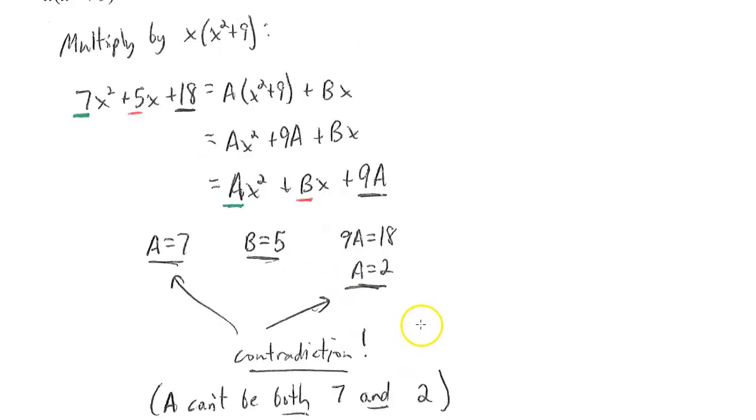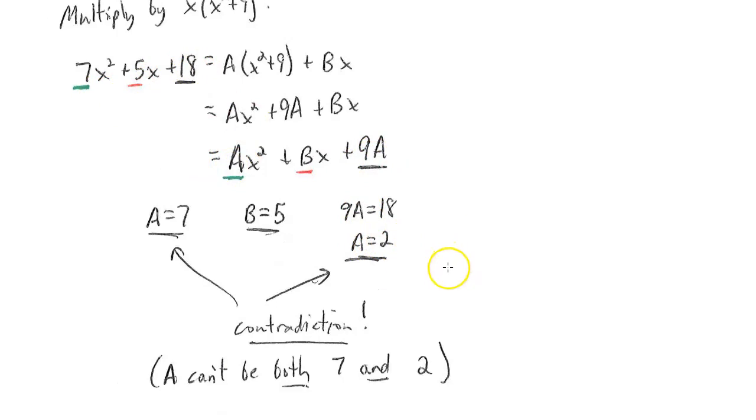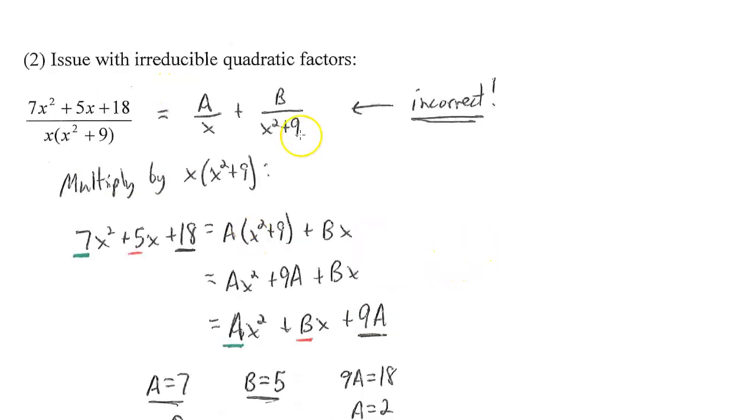But that's a problem, right? a can't be both 7 and 2. Notice that lining up the x squared coefficients, we get that a is 7, but if we line up the 18 with the 9a, we get that a is 2. So that's a contradiction. It can't be both of those things. So what's the problem? Well, we used the wrong form of the partial fraction decomposition. There's no a and b that's going to make this equal to this.